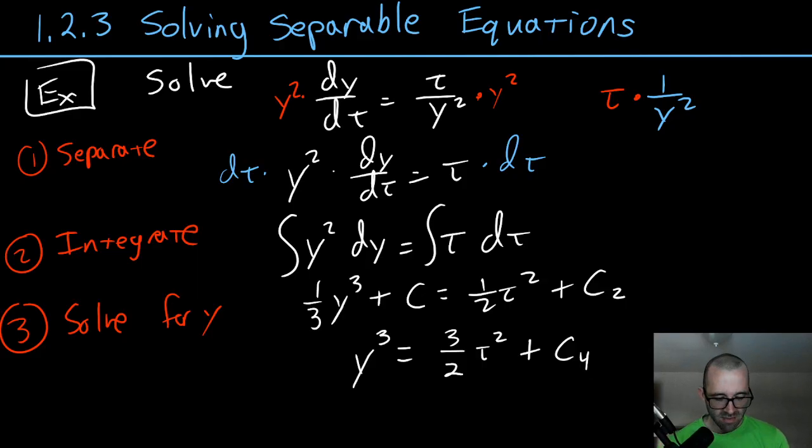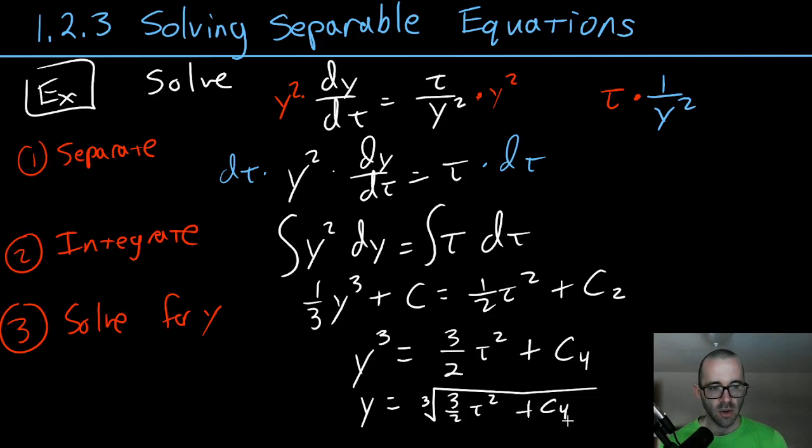I skipped C3, I skipped C1. We can call the constants whatever we want. Now just take the cube root of both sides. We don't need a plus or minus, that's only when it's an even exponent. We get the cube root of 3/2 t squared plus some constant. And yeah, that's our solution.